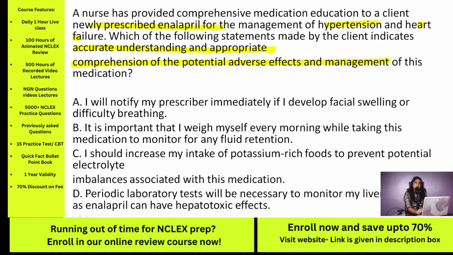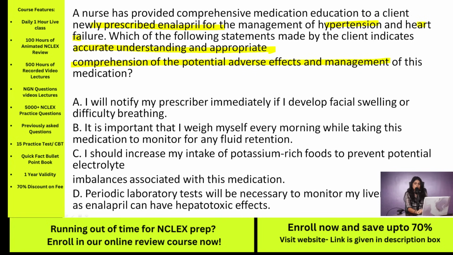Let's carefully go through the answer options together. Option A. I will notify my prescriber immediately if I develop facial swelling or difficulty breathing. Option B. It is important that I weigh myself every morning while taking this medication to monitor for any fluid retention. Option C. I should increase my intake of potassium-rich foods to prevent potential electrolyte imbalances associated with this medication. Option D. Periodic laboratory tests will be necessary to monitor my liver function, as enalapril can have hepatotoxic effects.